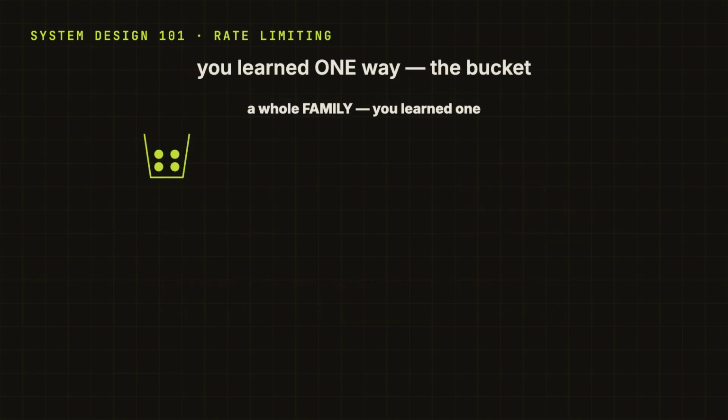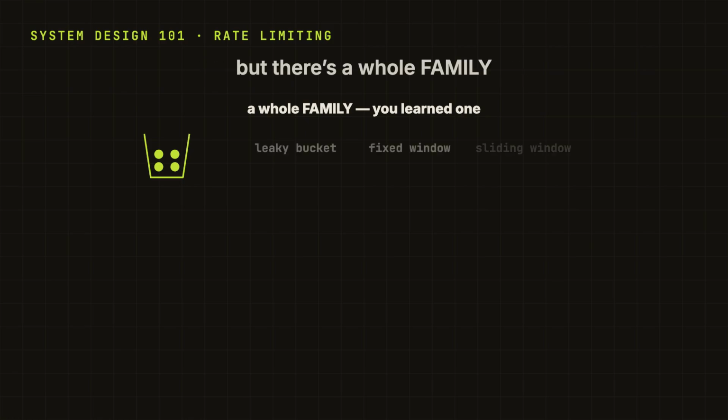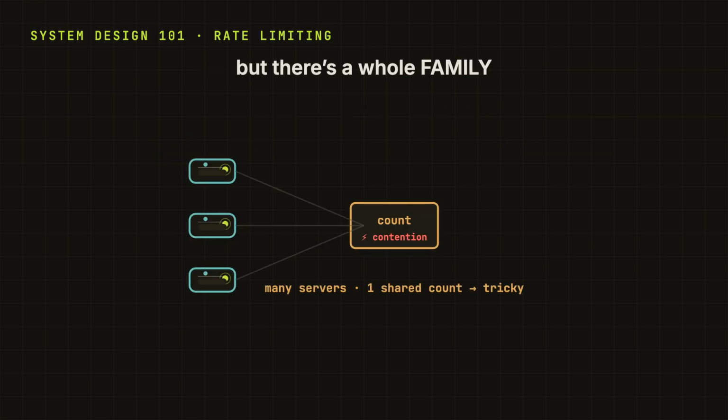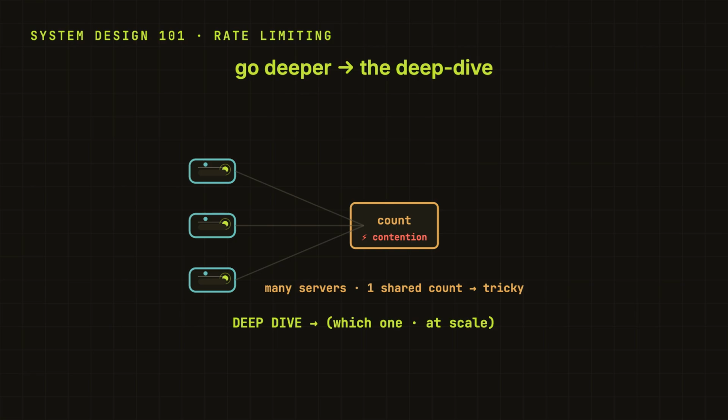Now, I have shown you one way to build the gate, the token bucket, because it is the easiest to picture. But there is a whole family of this, different algorithms, and it gets genuinely tricky the moment you have many servers all sharing one count. If you want to go deep on which one to pick and how it holds up at scale, we have got a full deep dive on exactly that.